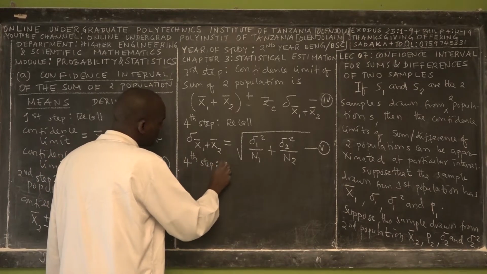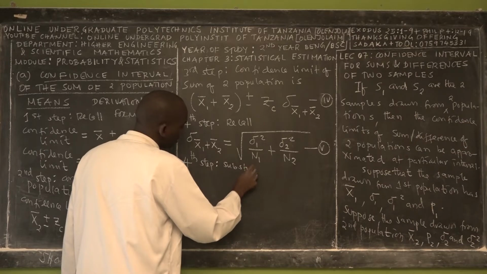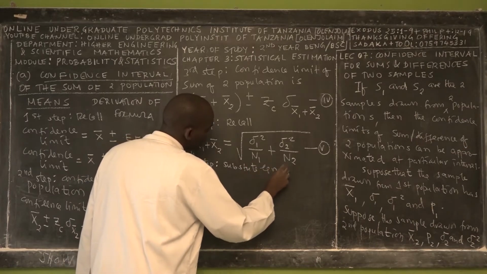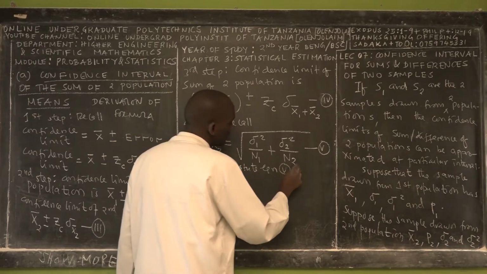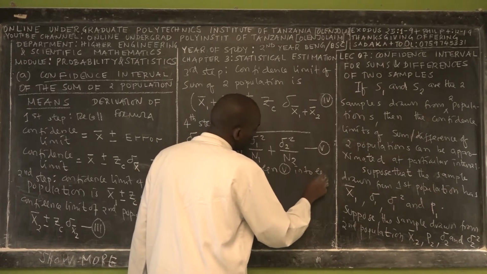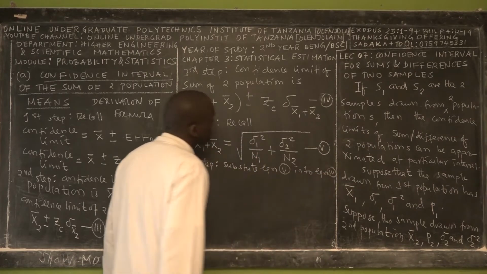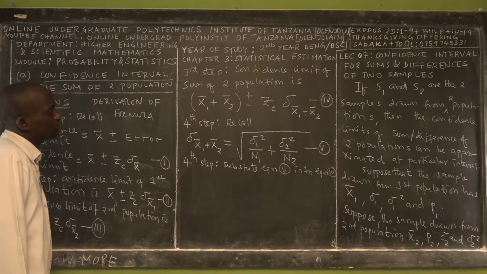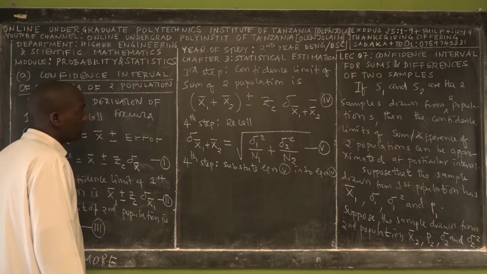The first step, we say that we substitute equation 5 into equation 4. Substitute equation 5 into equation 4.